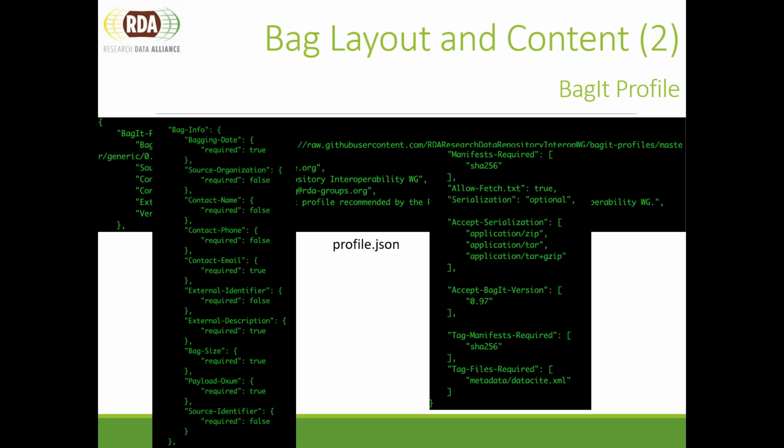And finally, there is information about the content of the bag itself. So is serialization of the bag allowed? By default, a bag is a simple folder on a file system, and that's it. If serialization is allowed according to the profile, it can also be zipped or tarred or whatever, put into some package. Then there is information about the checksums which are supported and which files are required. You see here that the file metadata DataCite XML is mandatory following this profile.